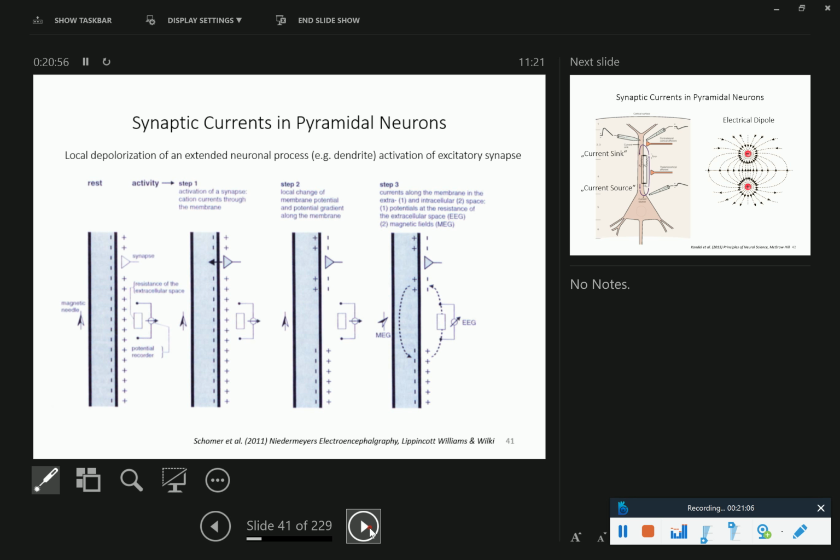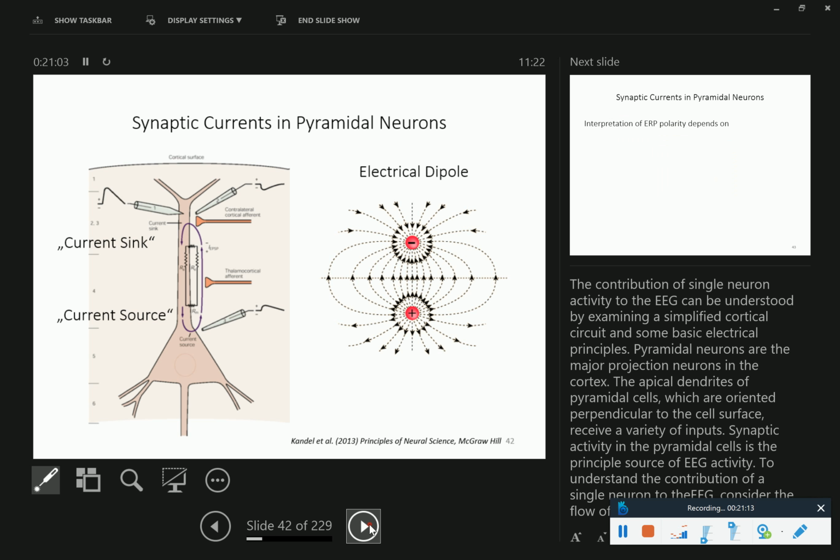One thinks about these pyramidal cell neurons that we have seen in the Golgi stain, and thinks about what's actually happening if they get activity input at their synapses, which are located at their dendrites.